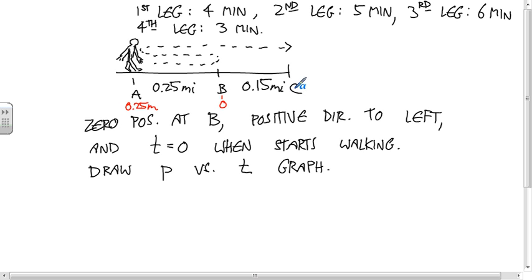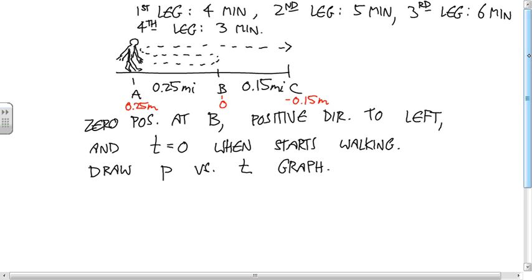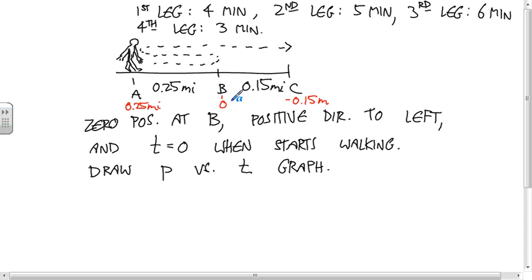And what's the position value of C going to be? Right, that's in the negative direction, a distance of 0.15. So this value is going to be negative 0.15 meters. Miles, I'm sorry, it should have been miles. That would be a very short walk.